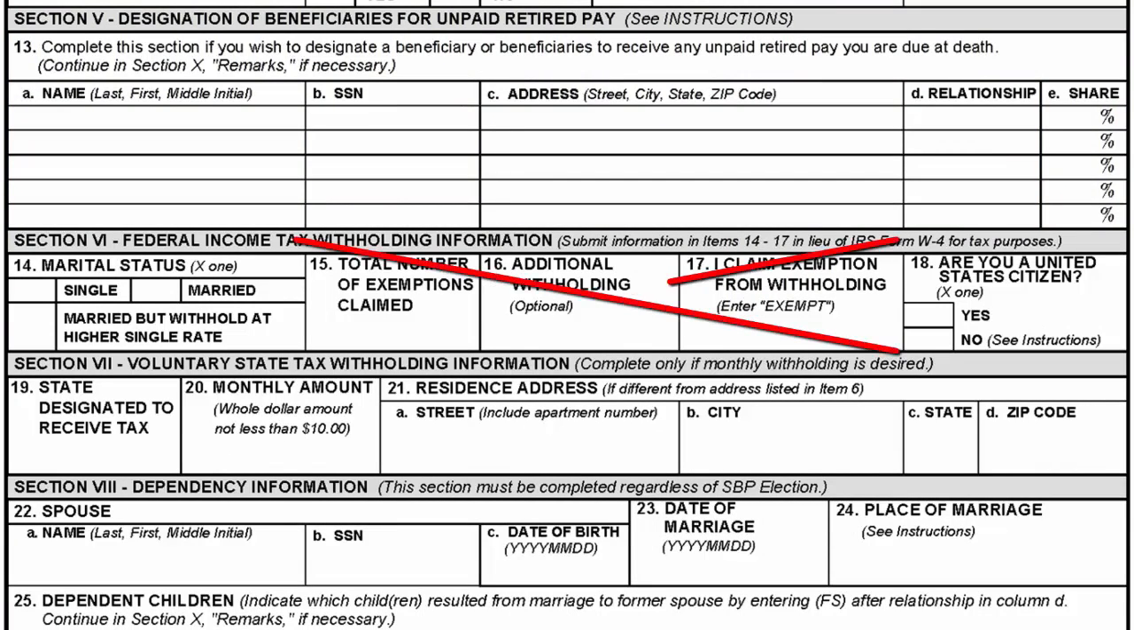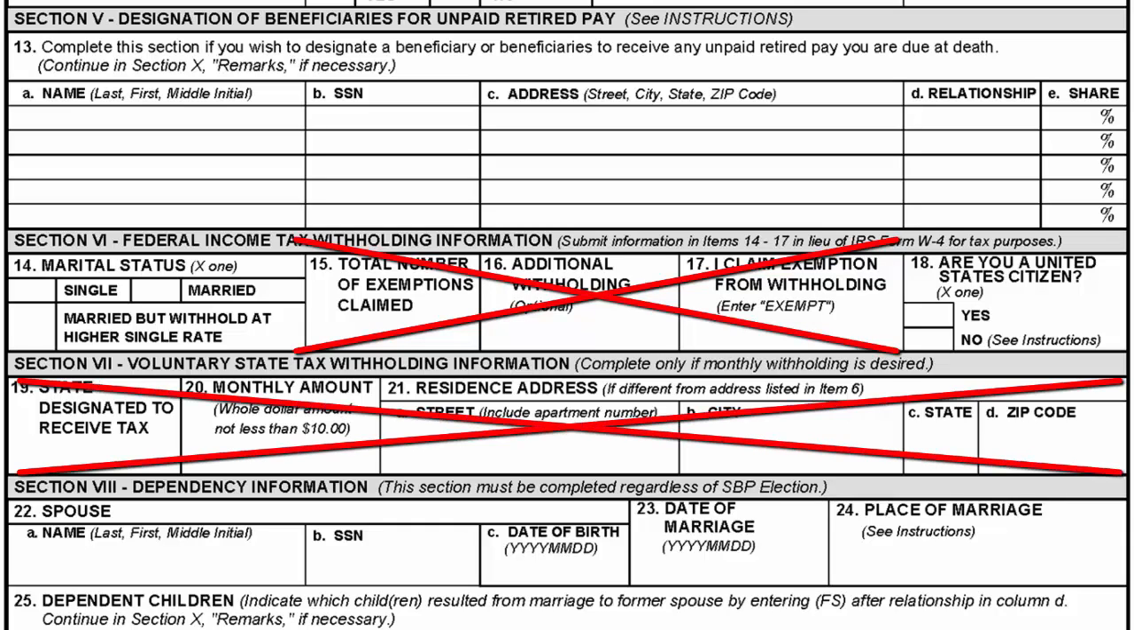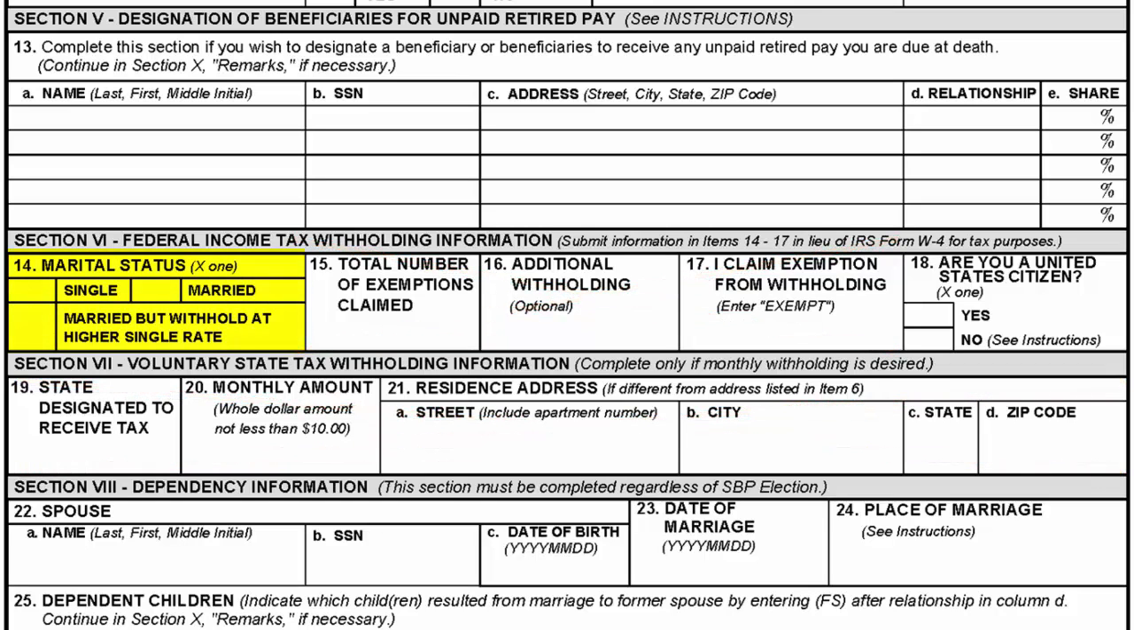However, if you desire to fill out additional tax information and voluntary state tax withholding information, you can see the instructions for the DD 2656 and do it at your own leisure. We will fill out in Section 6, 14, which is marital status, and you will put an X beside single or an X beside married. Then you will skip over to 18 of Section 6. Are you a United States citizen? Put an X in yes for yes, and if no, again, see instructions on the DD 2656.